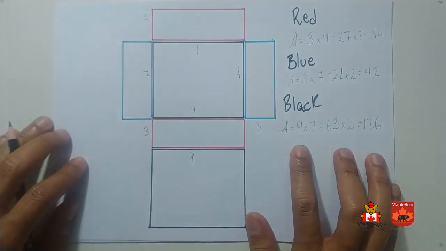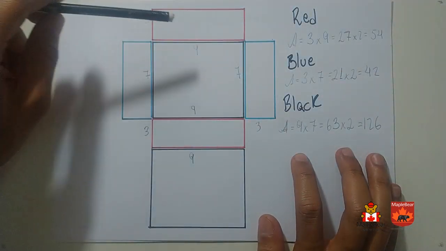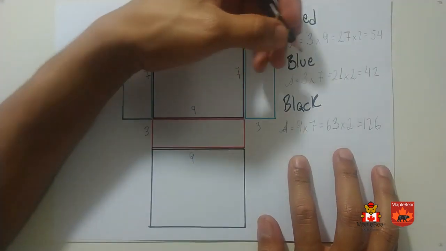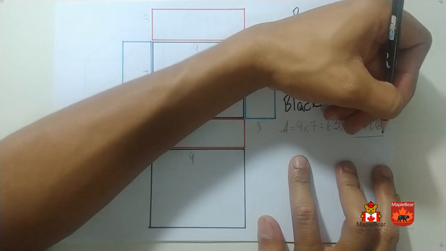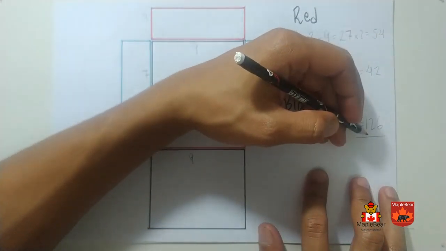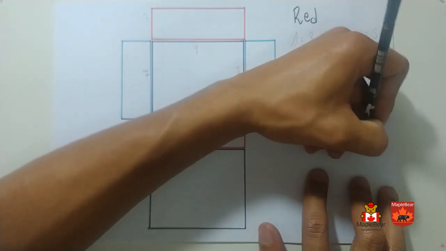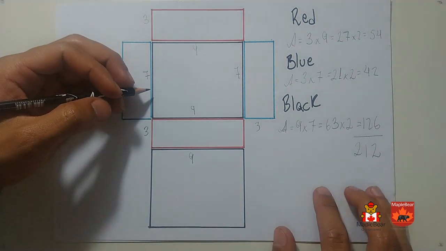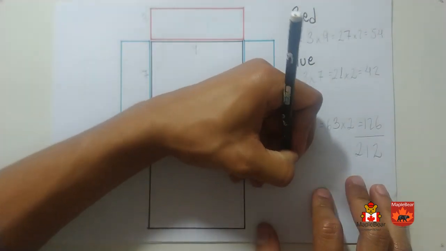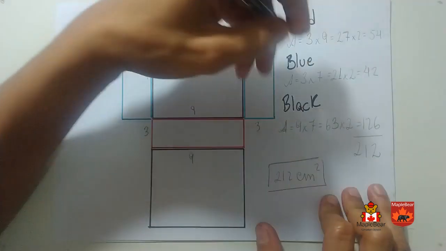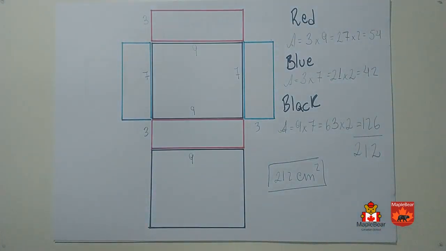And 63 times 2 will be equal to 126. Cool. Now, when I get all of them together, the reds plus the blues plus the blacks, how much will I have? If I do this calculation here, you'll have 54 plus 42 plus 126, which will be equal to 212. Okay, 212 what? 212 centimeters square.